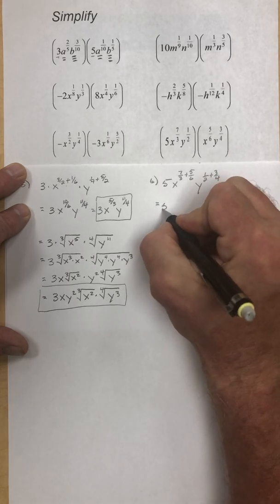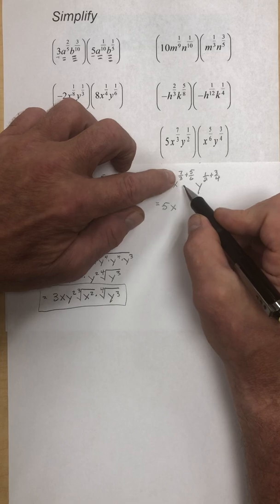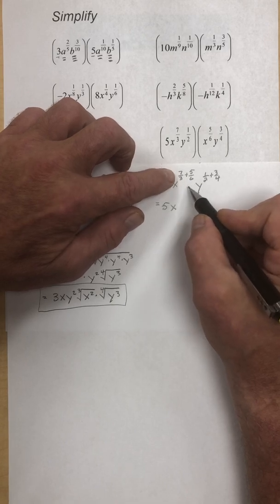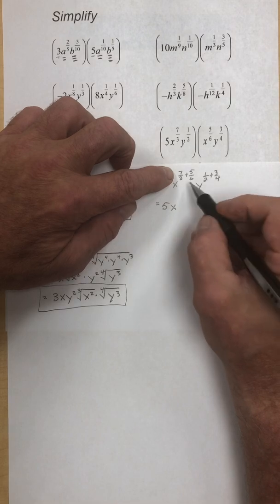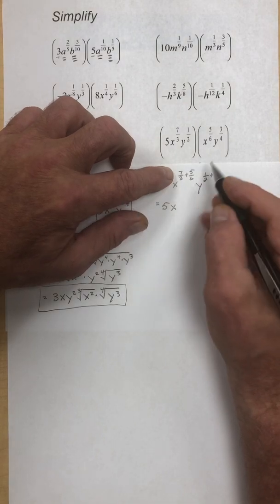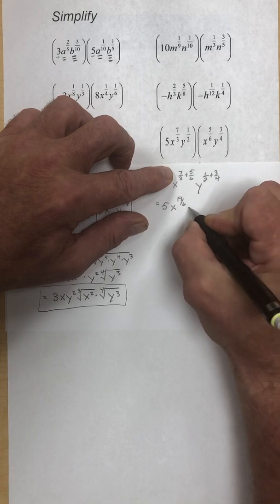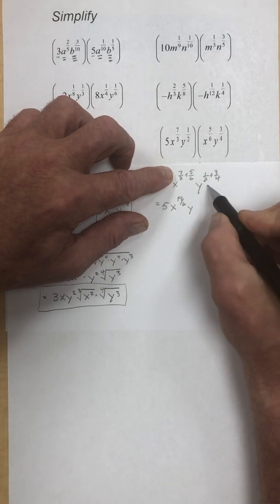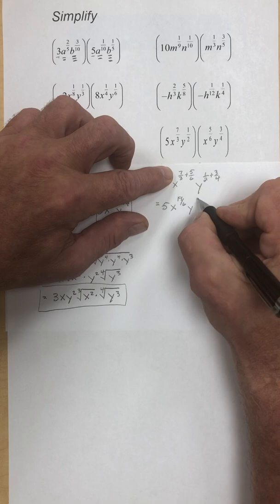So we have 5x. I'd have to multiply by 2 above and below to change the 7/3 into sixths, so 7/3 would become 14/6. So 14/6 plus 5/6 is 19/6, like that. And then y, 1/2 plus 3/4, so I'd have to change the 1/2 to fourths, so that'd be 2/4 plus 3/4, so that's 5/4.